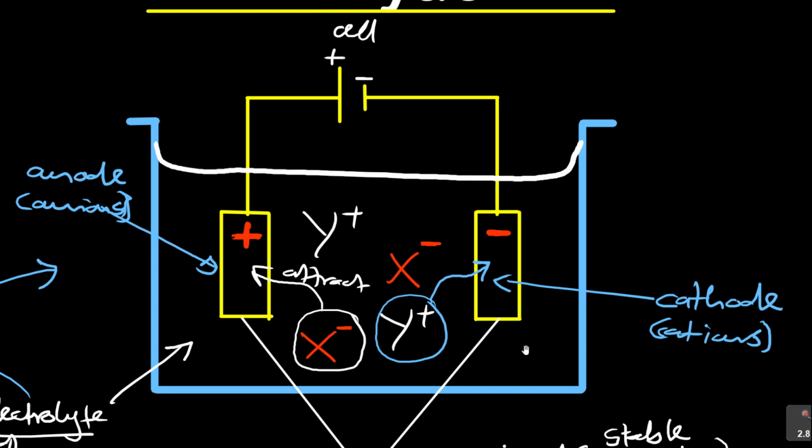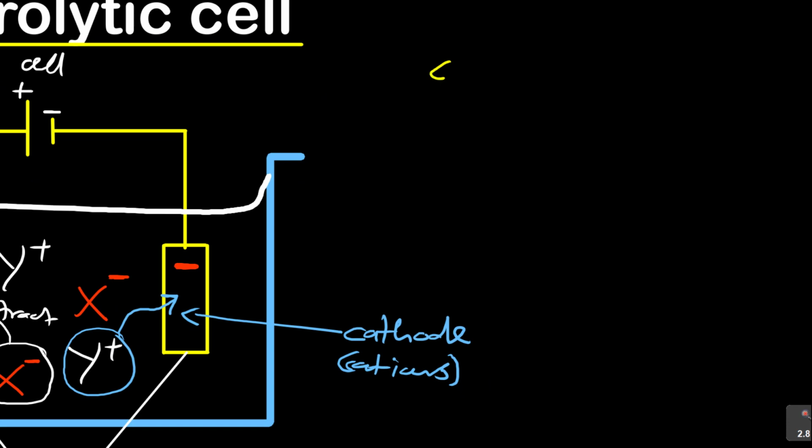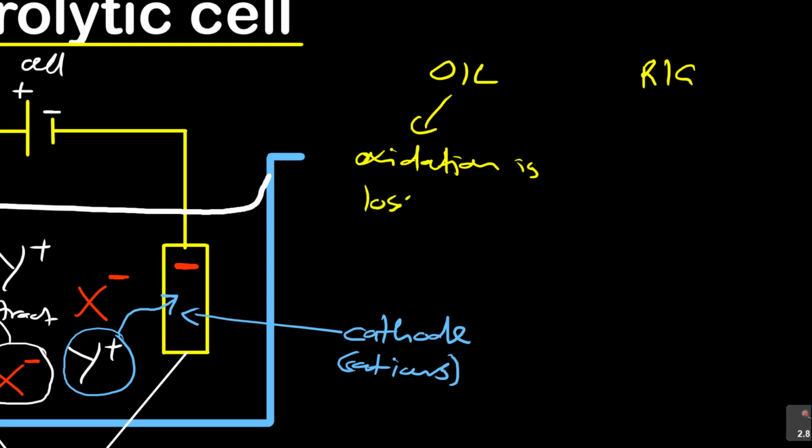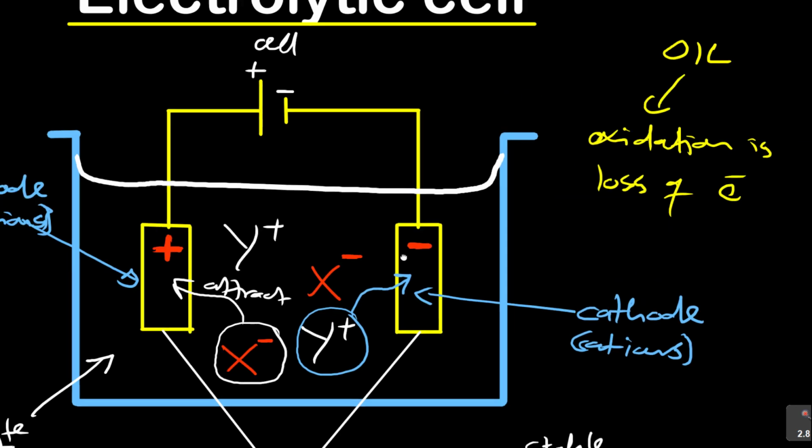Alright, and then this comes to the story of OIL RIG. Remember what OIL is? Oxidation is loss of electrons. What about reduction? Reduction is gain of electrons. Are you with me? So now when we talk about OIL RIG, how does it fit in here?